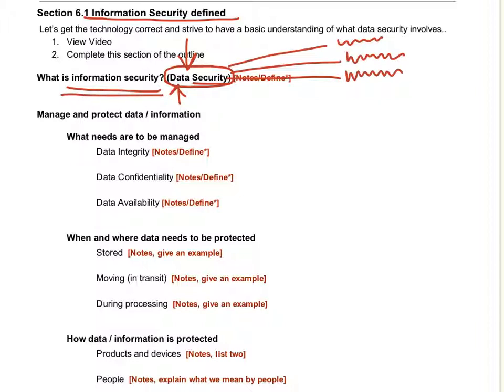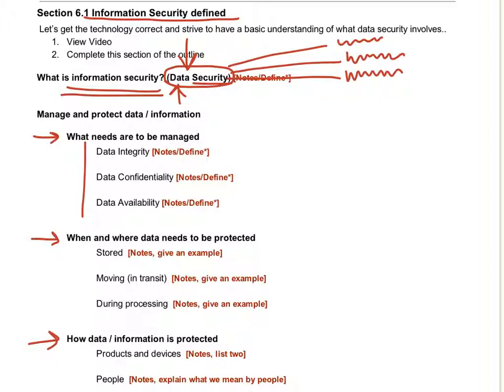We're going to look at three areas. What needs to be managed? We're going to talk about the data, when and where it needs to be protected, and how that information is protected. Some ideas there. The first thing here are these three.